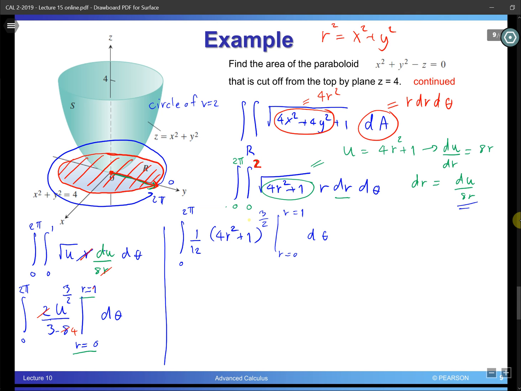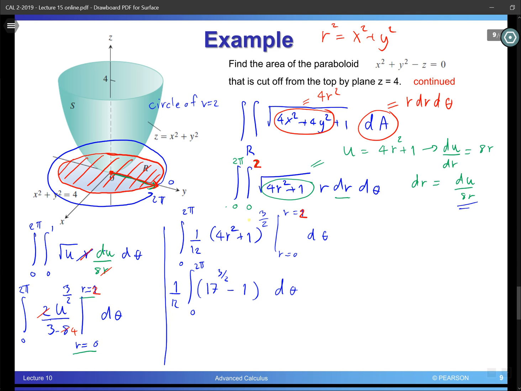Alright, so this has to be 2, and this has to be 2. Sorry about that. So 2 goes in, this becomes 4 and 16, so this is 17 to the power of 3 over 2. Minus 0 goes in, that is going to be 1. And I need to integrate this from 0 to 2 pi, and I take this 1 over 12 outside. Alright, integrate this with respect to theta.